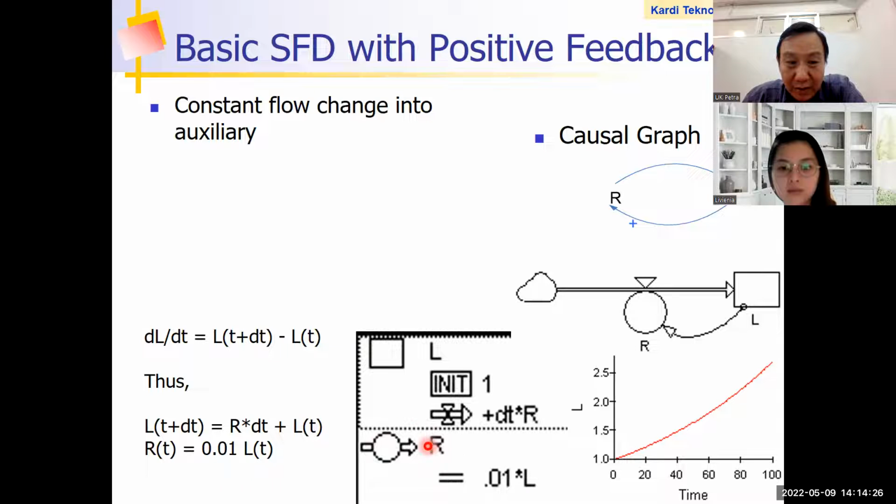So what is the equation of the level here? Can you see this? This is the equation of the level. This is the equation of the rate. I hope this is clear. So can you see, from causal loop diagram CLD, you can get the SFT.